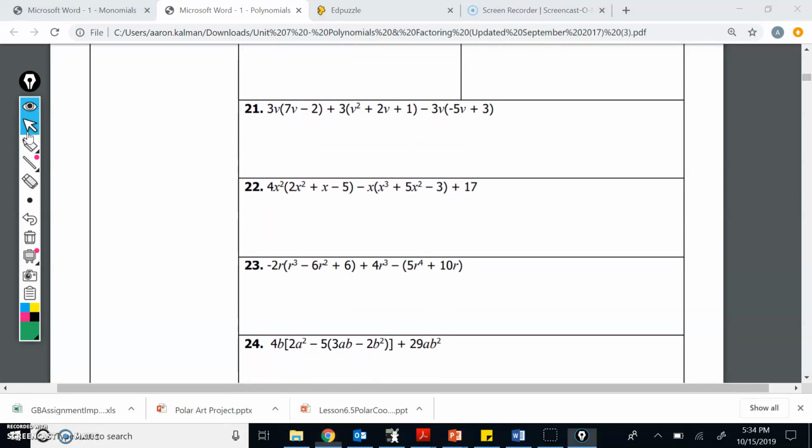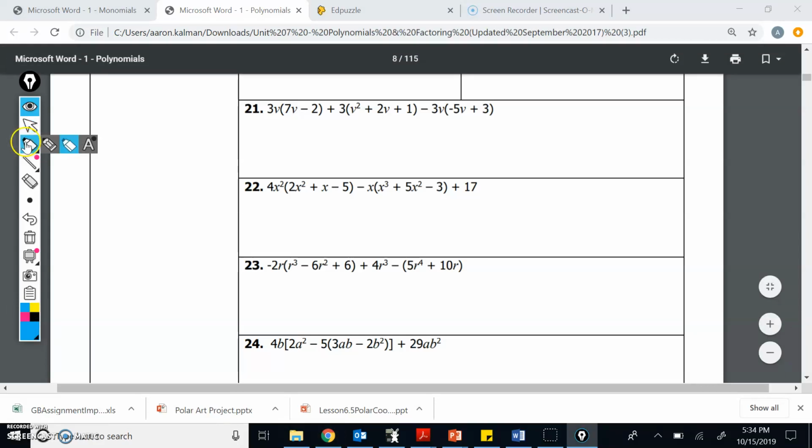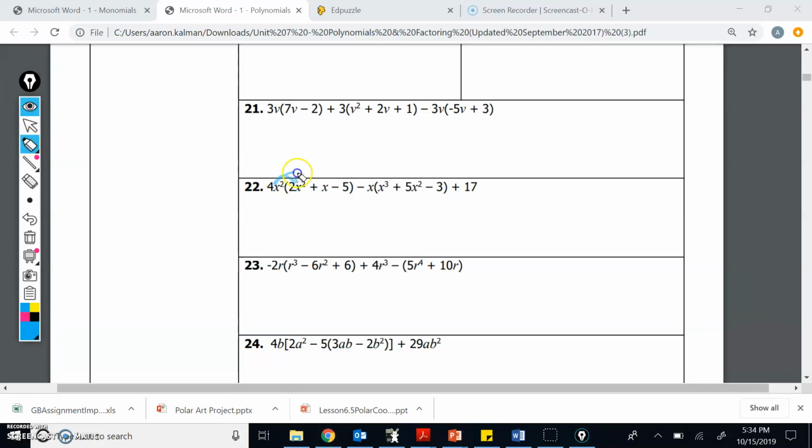This is number 22. Number 22, we have multiple steps of distribution going on. We have this in blue, making 8x to the 4th plus 4x cubed minus 20x squared.